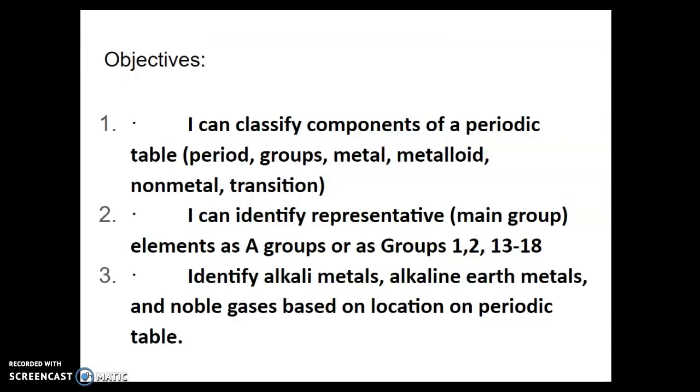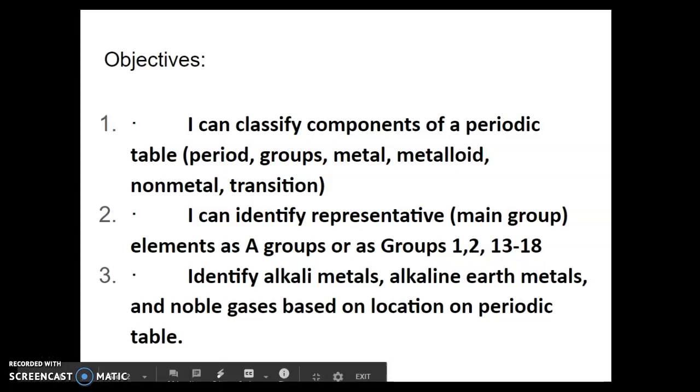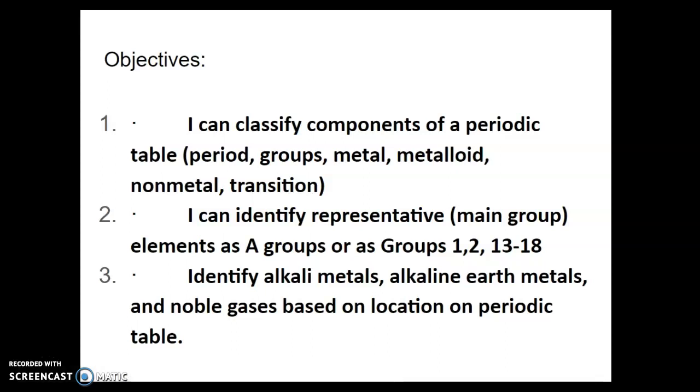So the objective for today's class is that you should be able to classify components of a periodic table. So the periodic table has periods, groups, metals, metalloids, non-metals, and some transition metals. So by the end of today's class, you'll be able to classify these components in the periodic table.